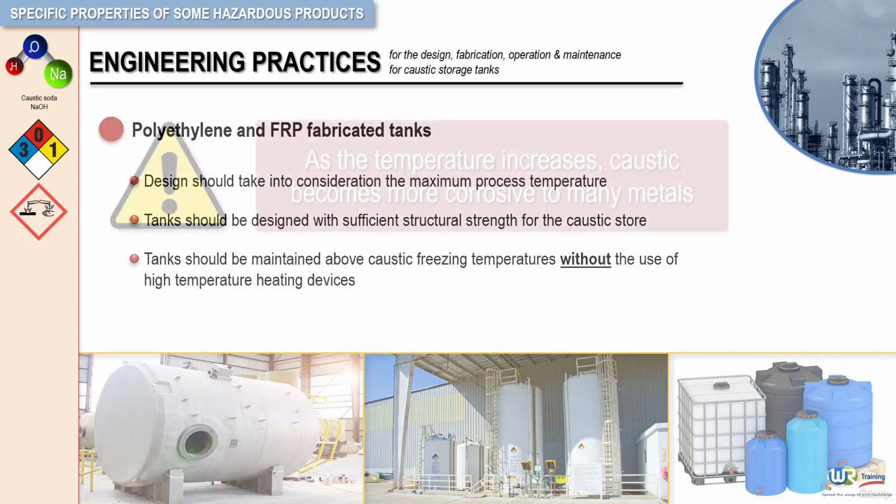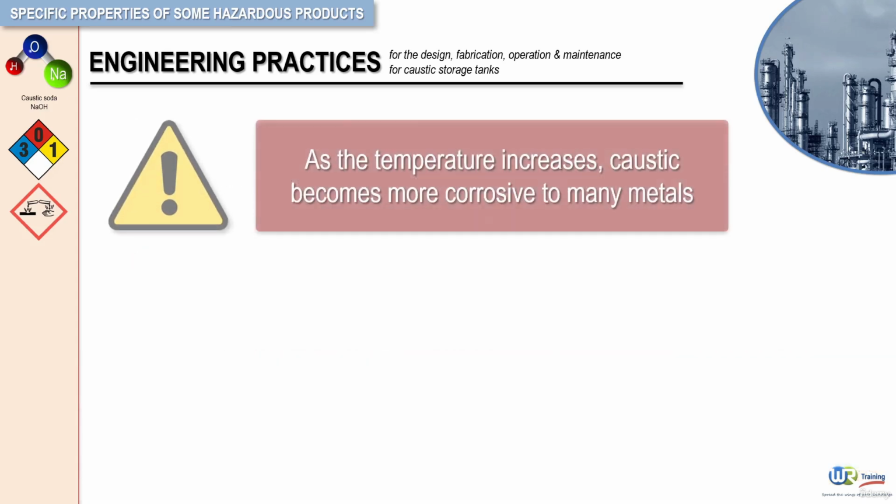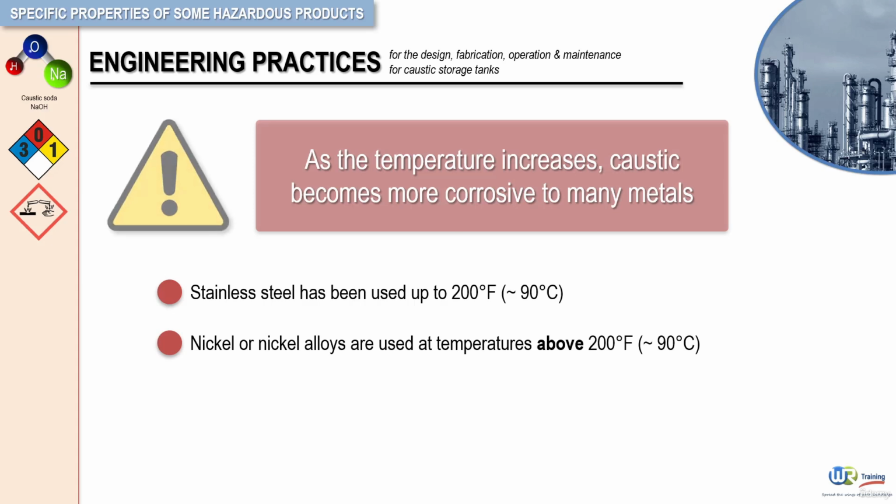As the temperature increases, caustic becomes more corrosive to many metals. Above 120 degrees Fahrenheit, more corrosion-resistant materials such as alloys of nickel should be considered due to stress corrosion cracking. Stainless steel has been used up to 200 degrees Fahrenheit. Nickel or nickel alloys are used at temperatures above 200 degrees Fahrenheit. Higher temperature storage requires special materials of construction.